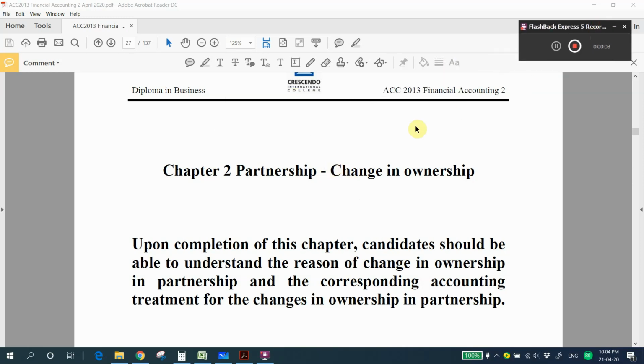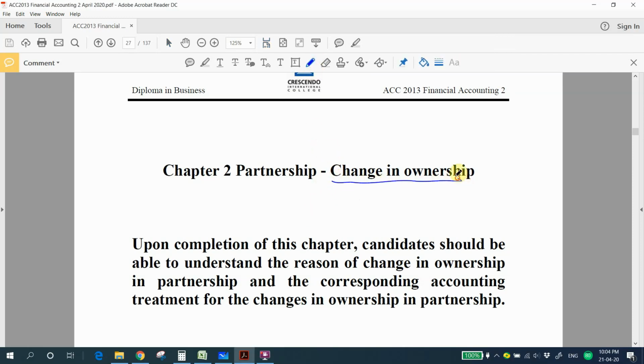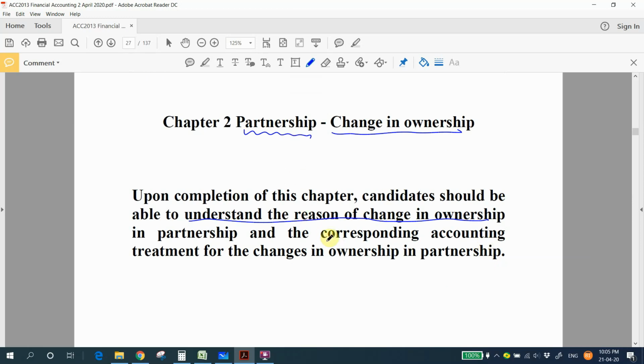This is chapter 2 for your financial accounting tool. In this topic we want to discuss the changes in the ownership in a partnership. After completion of this chapter, you should be able to understand the reason for changes in the ownership in a partnership and the corresponding accounting treatment. So let's start.